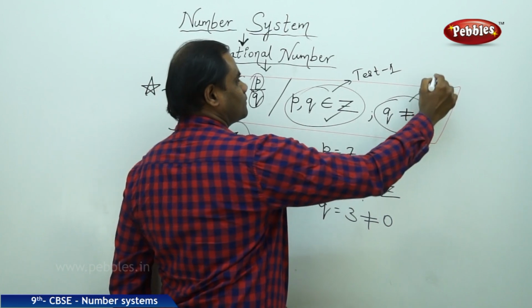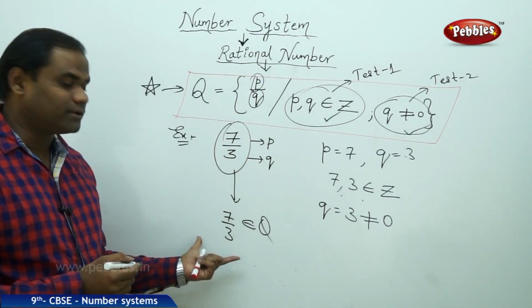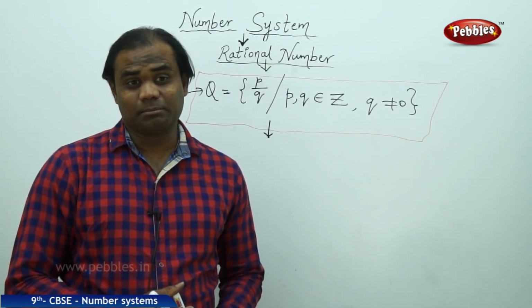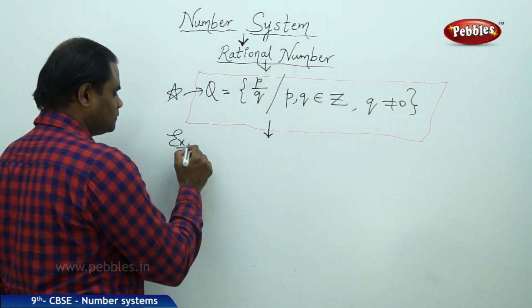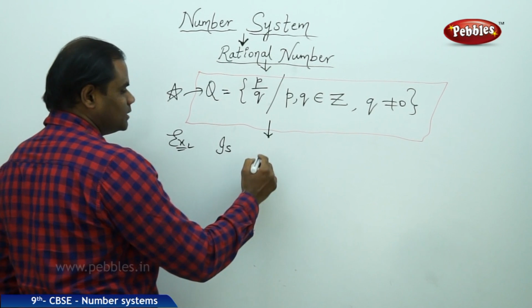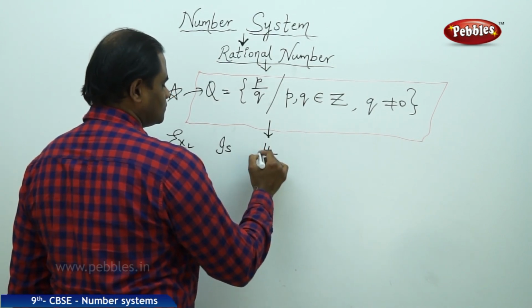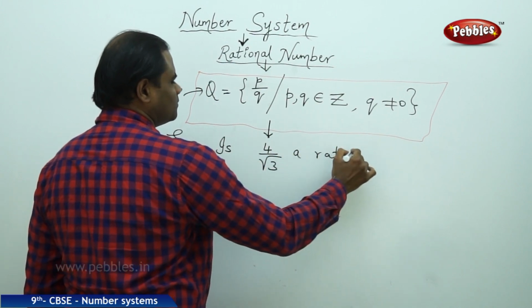Test 1 and test 2, and therefore 7 over 3 is a rational number. Let's try with one more example problem. Say for example, the question is: is 4 by root 3 a rational number?